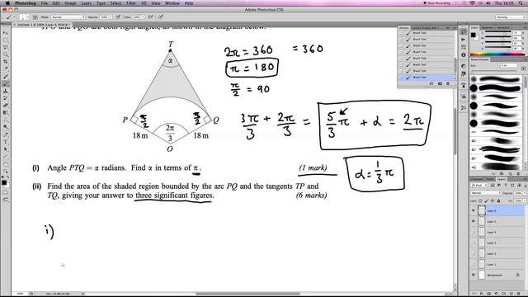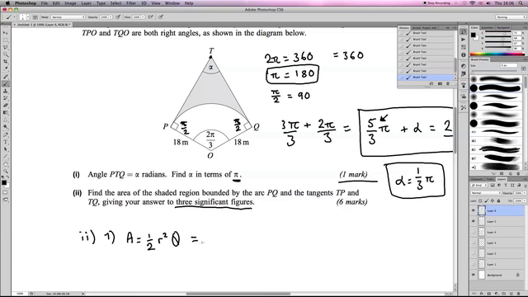The first thing I will do is work out what I can work out. And the easiest thing to work out by far is just the area of that sector there. So it's going to be half of 18 squared. 18 squared divided by 2, it's going to be 162 times basically 2 pi over 3.